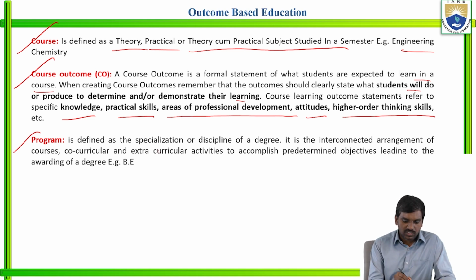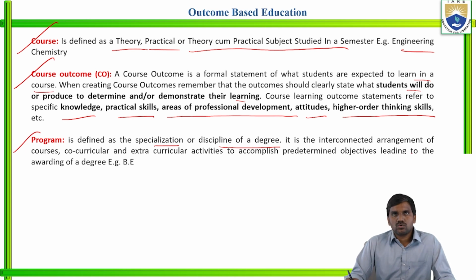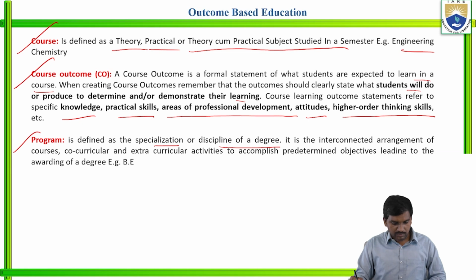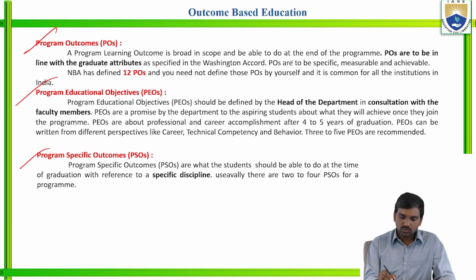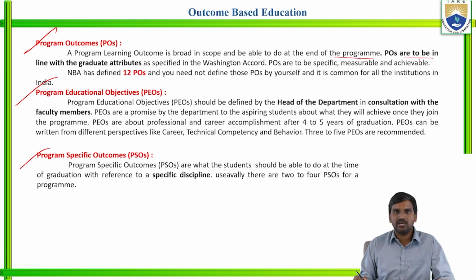A program is defined as the specialization or discipline of a degree. It is the interconnected arrangement of courses, co-curricular and extracurricular activities to accomplish predefined objectives, leading to the awarding of a degree like BE or BTech. Program outcomes are what students should be able to do at the end of the program. The POs are to be in line with the graduate attributes. Graduate attributes are also 12 in number, always in line with the program outcomes.